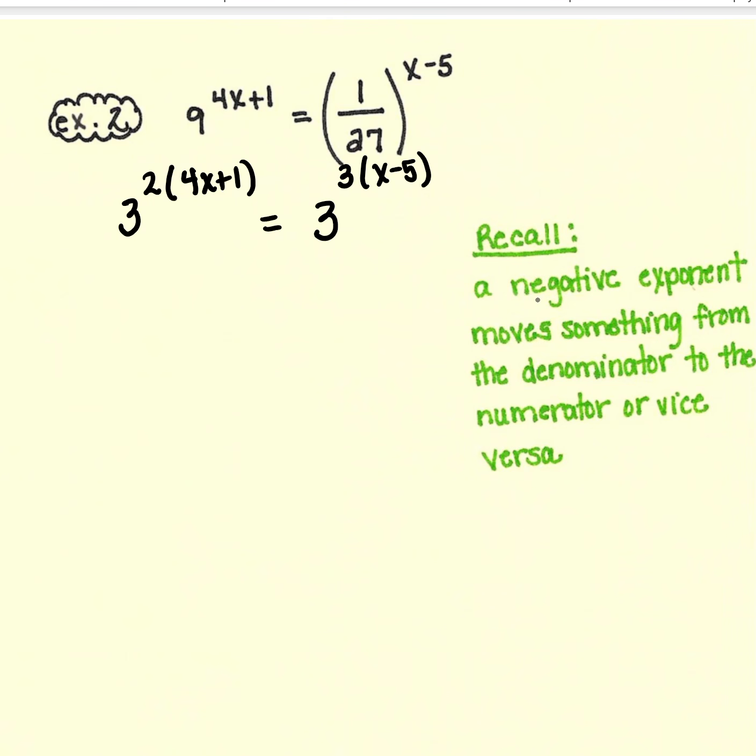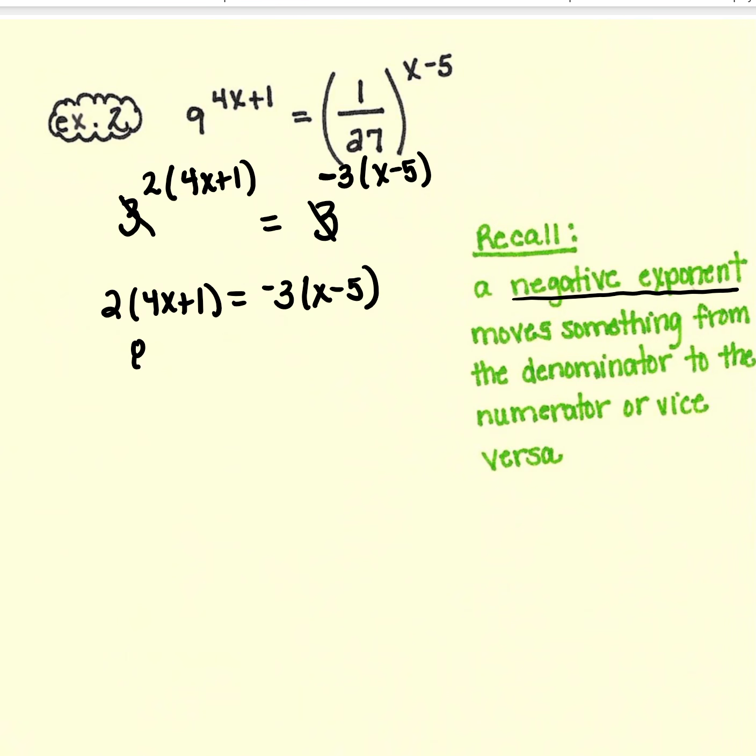So let's come over here and recall that a negative exponent is what allows you to move something from the denominator to the numerator, or vice versa. And since I need to do that in this problem, I need to put a negative exponent. Then I'm going to drop those bases, and I'm going to solve the equation that I get when I set my exponents equal to each other.